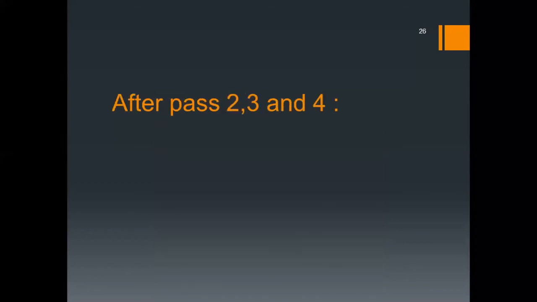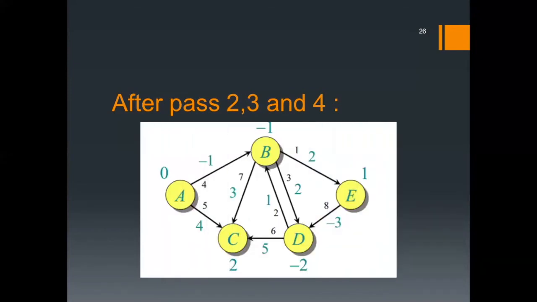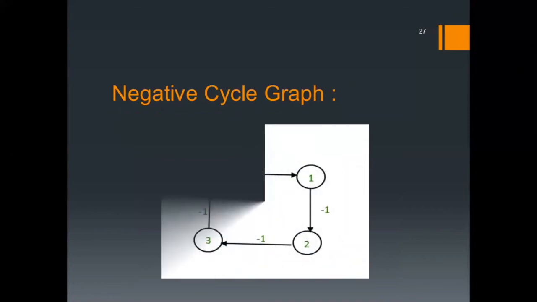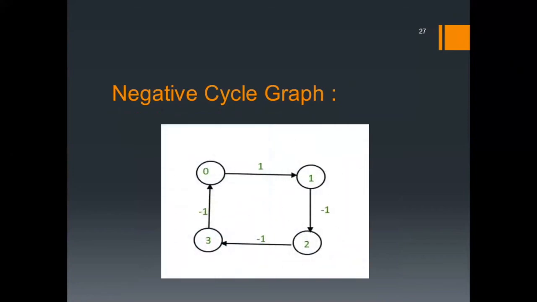And after first pass, if we iterate these loops 2 more times, we can see here not updating, not changing in this vertex. And we get our values: minus 1, 1, and minus 2 and 2. So here we can see a negative cycle graph that looks like this. And if our graph contains a negative cycle, then our algorithm returns false.